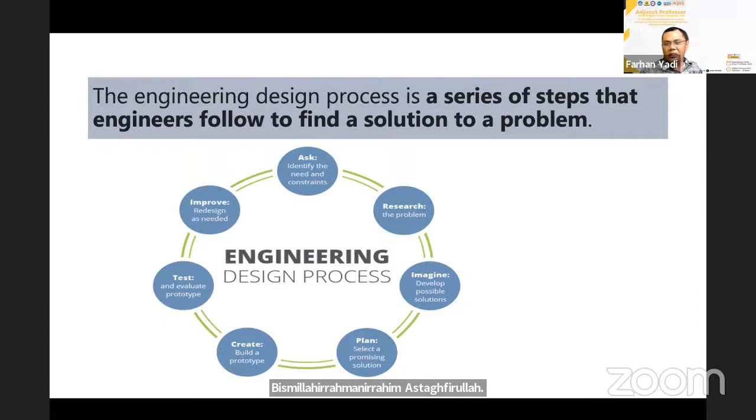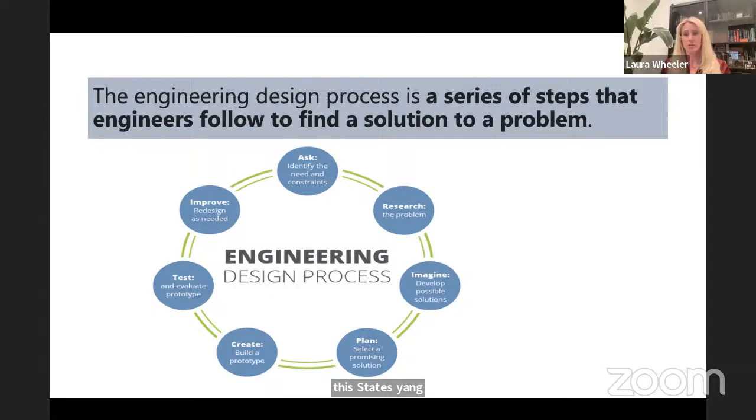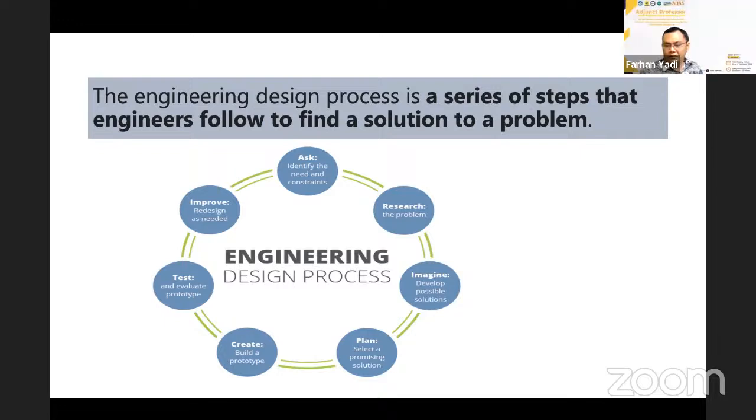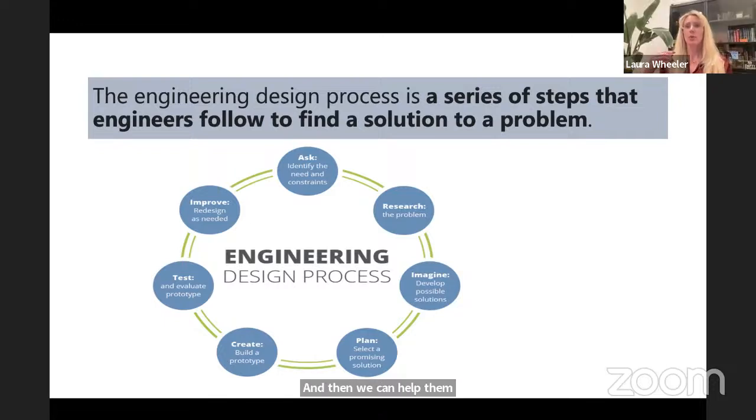So, if it's possible at this stage, we can do this. Yes, we want to help our students and we want to direct them, but we want to give them opportunities to use their critical thinking. First, let them see if they can see the problem first. And then we can help them. But we want them to try on their own first.